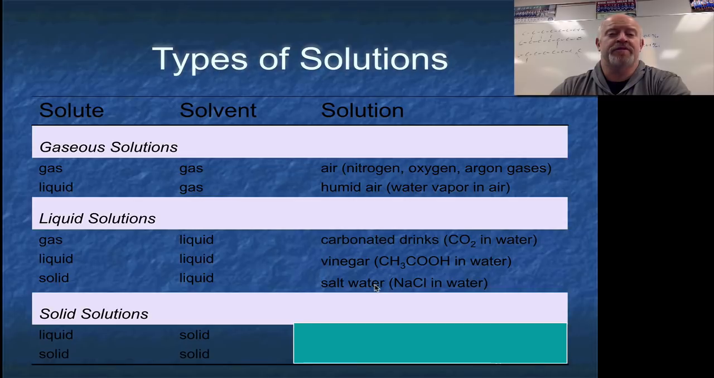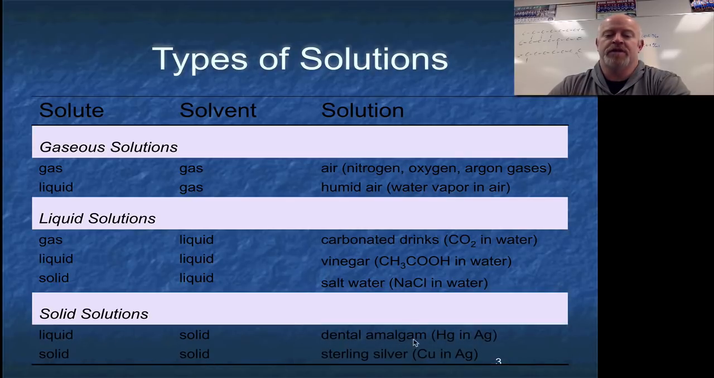Now, the last one is the one that is probably the most interesting to think about, that you can have solid solutions. Now, I'm not saying you can take two solid things and grind them together and make a solution, okay? The way you make solid solutions is you create them in the liquid phase and then you let them solidify, okay? So you can have a liquid to solid, and this one's kind of interesting, dental amalgam. And what that is basically is stuff they make for dental fillings, the metallic dental fillings, the ones that have kind of a silver look to them.